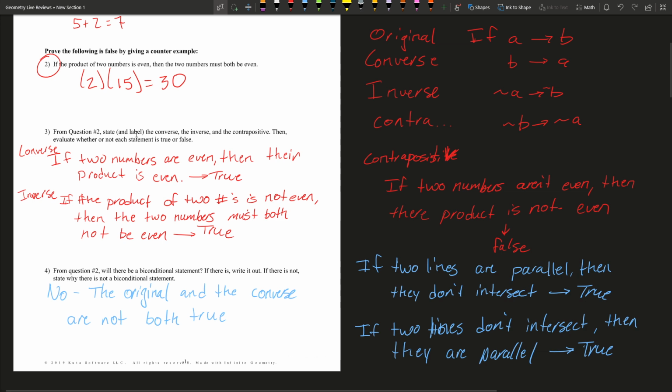If you give a counterexample, then that statement is false. So on number 2, again, if the product of two numbers is even, then the two numbers must both be even. We found a counterexample, so our original statement is false. We did false on the original and false on the contrapositive, which makes sense because those are saying the same thing. And then the converse and inverse are both true. But the original statement and the converse are not both true. Therefore, there's no biconditional.